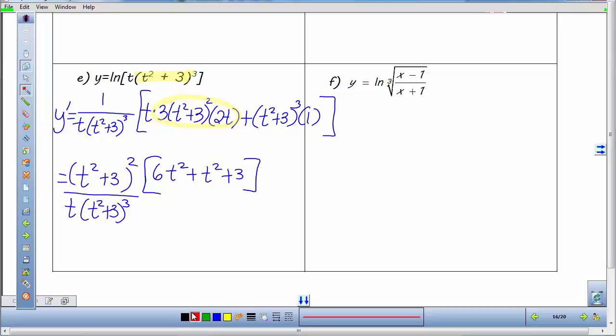Okay, so we'll cancel a little bit. That goes away. I'm left with 1 here. And then up top, I've got 7t squared plus 3 over, we could leave it factored if we wanted to, t times t squared plus 3. All right, and I'm done with that. Okay, questions about that one?